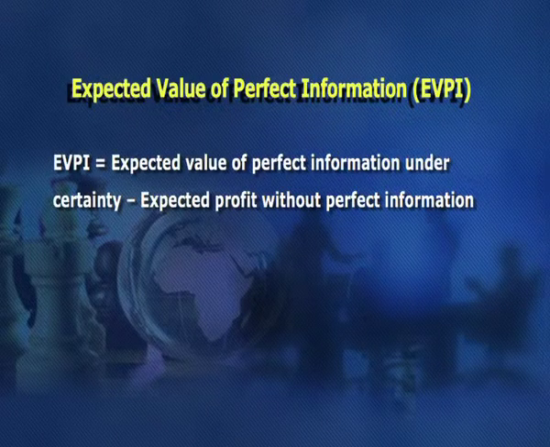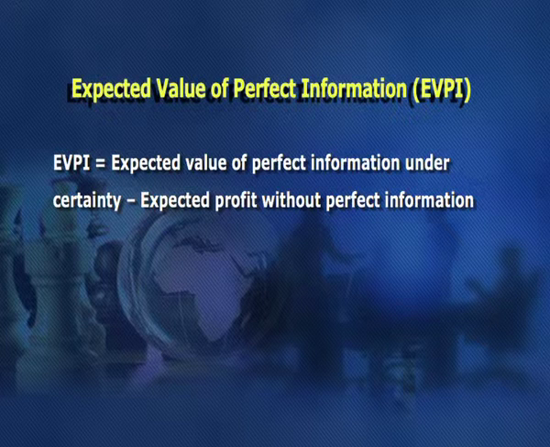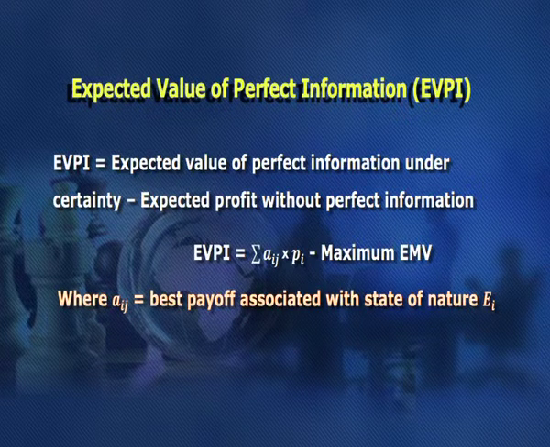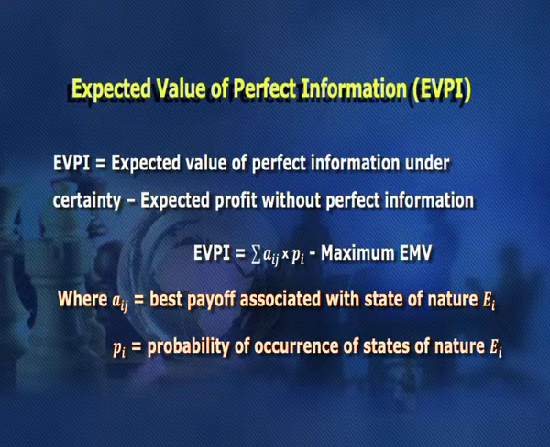So, we can say EVPI is equal to expected value under certainty minus expected profit without perfect information. So, the formula comes to EVPI is equal to summation Aij into Pi minus maximum EMV, where Aij is the best payoff associated with the state of nature Ei. Again, Pi is the probability of occurrence of state of nature Ei.